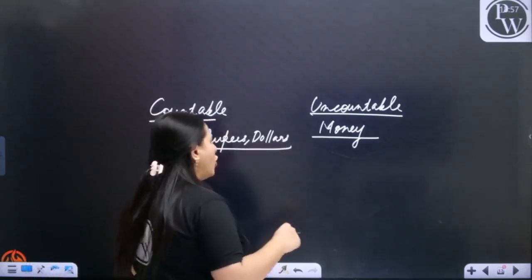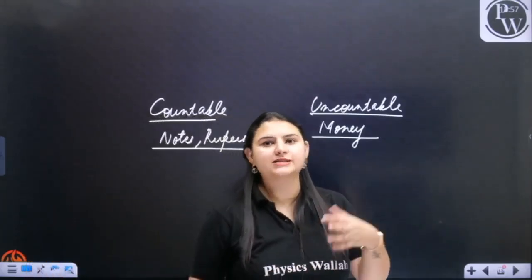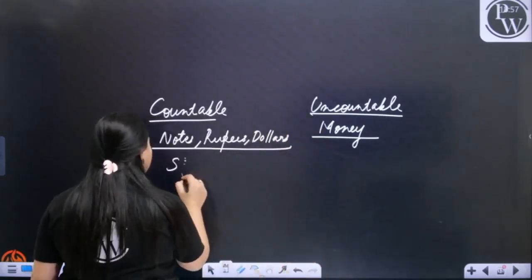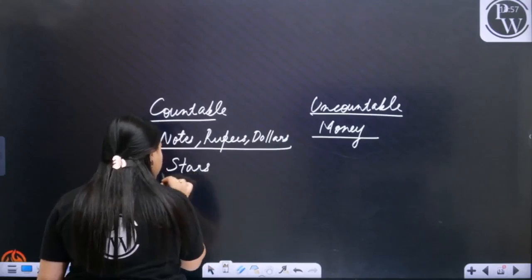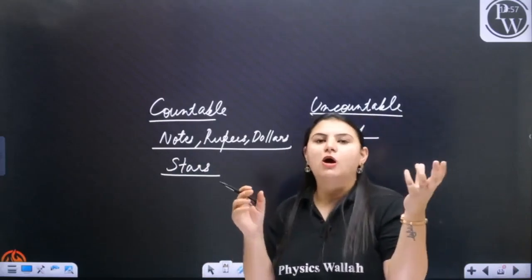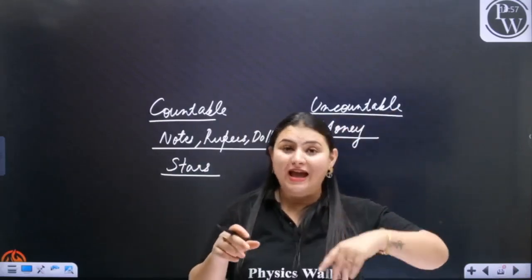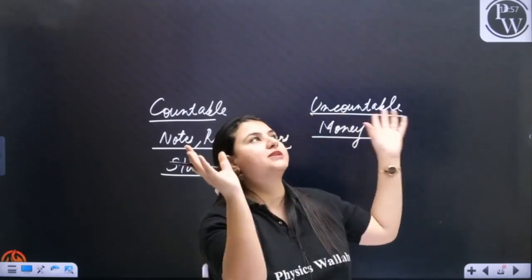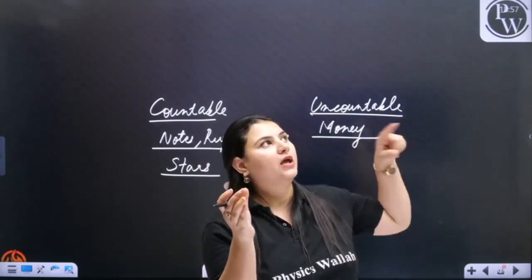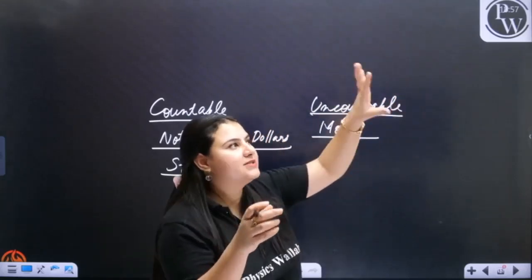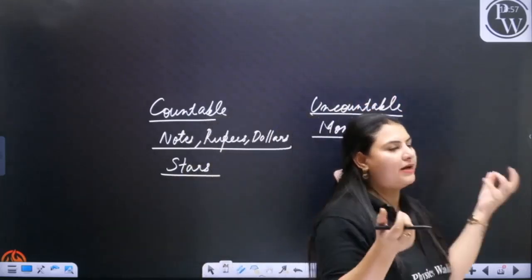Similarly, there are a lot of people who say that stars are uncountable. No, stars are countable. You can count the stars. It is impossible though, because there are in so much quantity, it is not possible to count the stars. But we say that we can count stars because sometimes only two stars are visible in the sky. So we say that I can see two stars. There is one star which is shining very brightly.